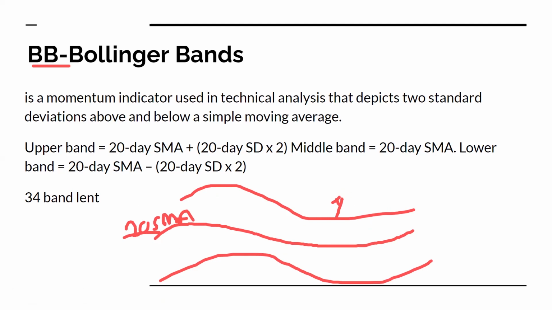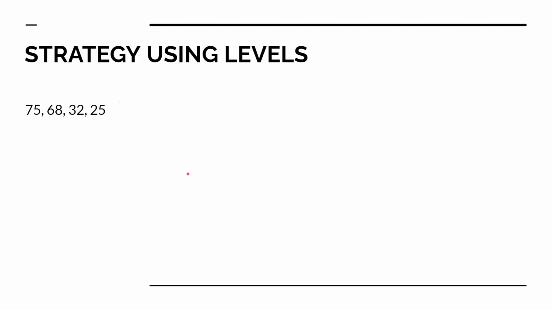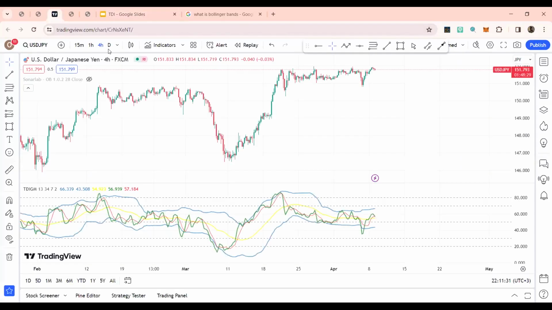So how is the math done for this band? You take this 20 plus, in brackets, the 20 standard deviation times 2. That's how the math comes around with this, and that's how the dots are connected. We are going to put ours to the 34 period. And for strategies, we're going to also see how the 75, 68, 32 and 25 levels work. So let's just go straight into the chart and I show you guys how these bands work.